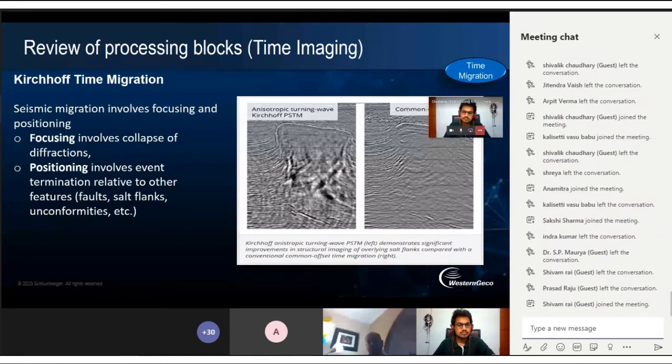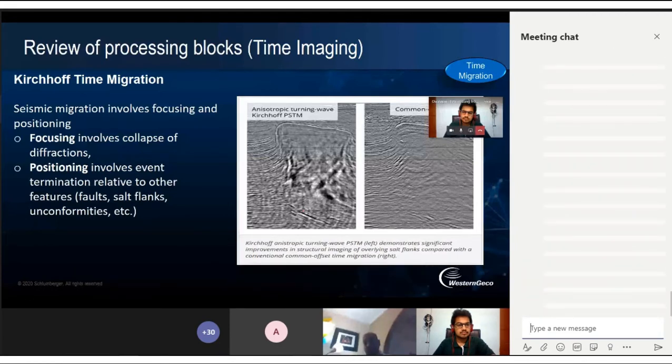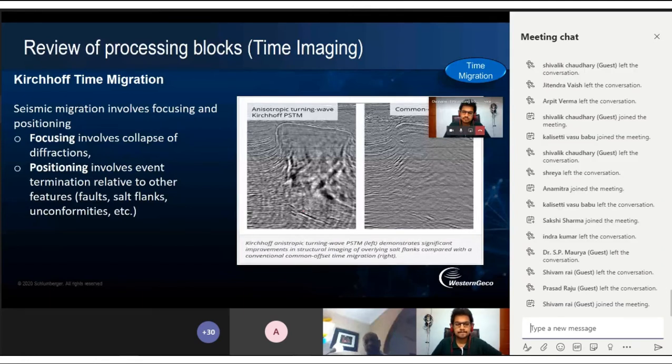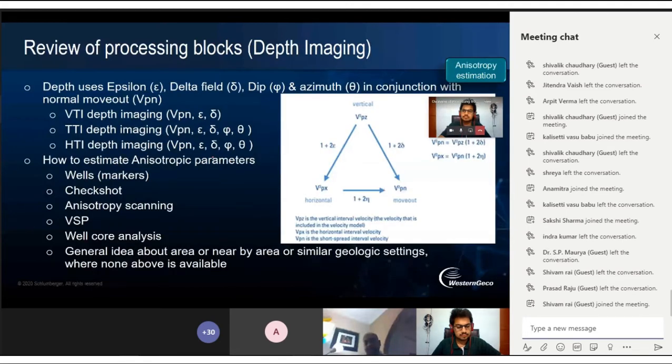We need to have the anisotropy estimation. As I explained before, there are three kinds of anisotropy. Well, there is four, orthorhombic also, which I'm not talking about here because that's a different dimension totally. So we have epsilon, delta, dip, azimuth, and eta. For depth imaging, we use epsilon and delta. For time imaging, we use eta.